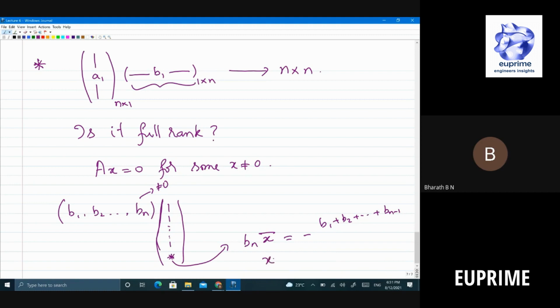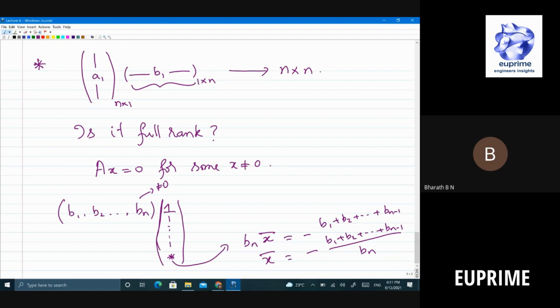So x bar should be minus (b1 plus b2 plus etc. bn minus 1) divided by bn. That's why I need bn not equal to 0, otherwise you cannot divide. So I will choose the last entry this way, and when you take the product, you get 0. And this vector is definitely not 0 because you have 1 here, right? Do you agree? So it cannot be full rank, definitely.